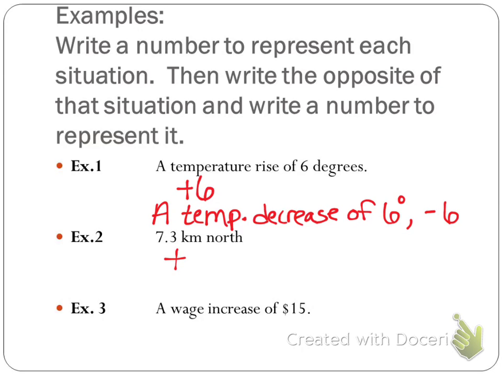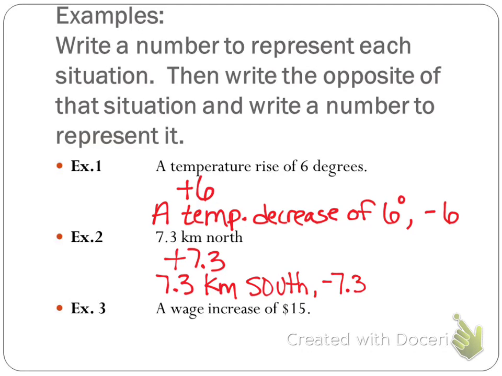We would associate north with a positive direction. So the opposite of that would be 7.3 kilometers south, which we would associate with a negative direction. Now, of course, direction is usually somewhat subjective based on where you start, so I could understand some arguing that a little differently, but typically north, up, positive, south, down, negative.